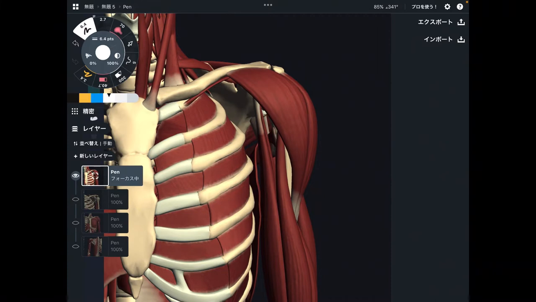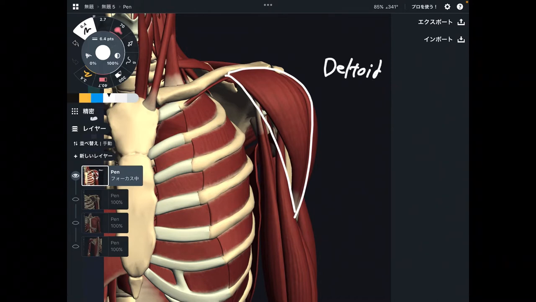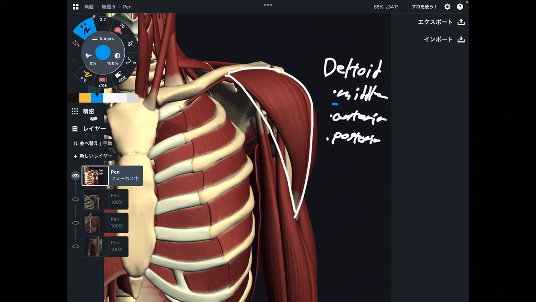A very strong shoulder abductor is this one. This is deltoid. Deltoid, particularly the middle fiber, middle part. And of course, the anterior part and posterior part do abduction. Anterior part and posterior part. The main part is the middle part.